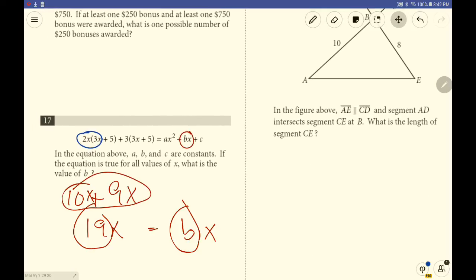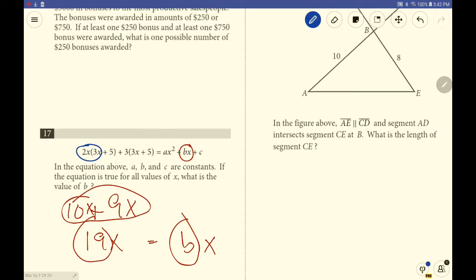Now, they say that phrase is if the equation is true for all values of x. That means the coefficients on the left have to equal the coefficients on the right. Specifically, they want to know b, which is the coefficient of x. So all we need to find out are what are the x terms on the left. 2x times 5 is 10x. 3 times 3x is 9x. So on the left, the coefficient of x is 19. On the right, the coefficient of x is b. So b must be equal to 19.